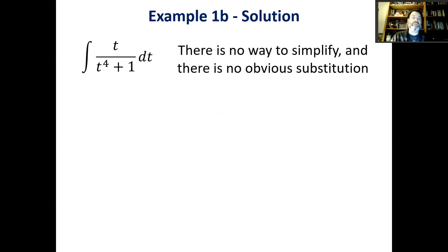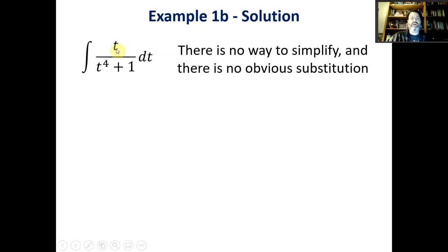So you might be looking for a way to simplify. You can't. The bottom might factor, but there's no common factors to take out. There's no conjugates to have. There's no simplifications to be done that are obvious. And there's no obvious substitution, right? The derivative of t to the 4th is 4t cubed. I don't have a t cubed here, so you don't want to mess around with that.